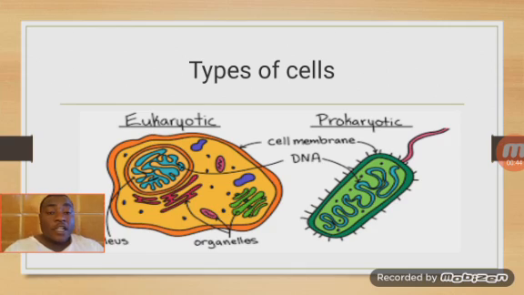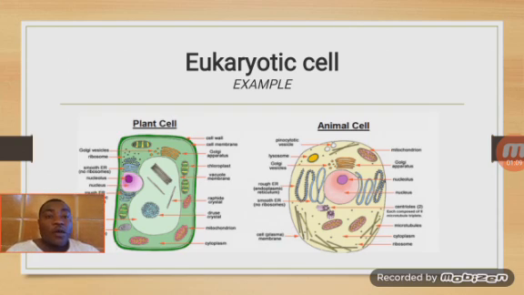So there are two types of cell, where we have the eukaryotic and the prokaryotic. Examples of eukaryotic cells are the plant cell and the animal cell, while for the prokaryotic we have a bacterial cell. The difference between the two is the presence of a well-defined nucleus. The eukaryotic cells have a well-defined nucleus, while the prokaryotic cells only have a strand of DNA. So let's start with the eukaryotic cells.